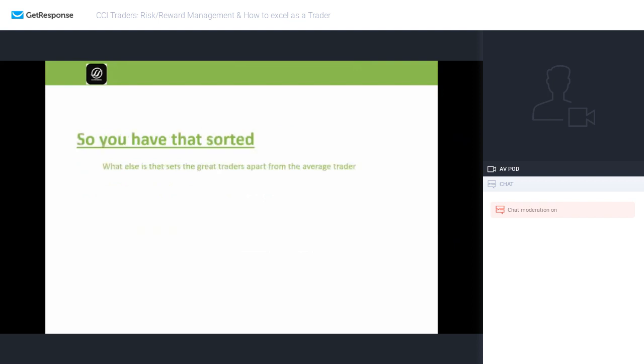So, you have all that sorted. What else is it that sets the great traders apart from the average trader? An average trader is somebody who is doing okay, wins a bit, loses a bit, nothing really world class, nothing earth shattering, compared to somebody who's doing so well. He's got money, he's trading for other people, he's got MAM accounts, he's earning revenue shares, he's doing really well, and he's really changed the outcome of his life. So what is it that sets those people apart from the average trader?